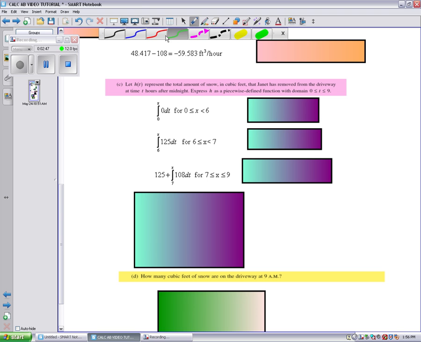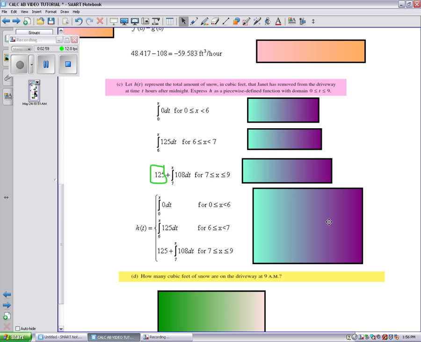Lastly, for the third integral, we integrate g(t) = 108, shown here. But we must also add to this final piece 125 so that the equation represents the total amount of snow removed, not just the snow removed from t = 7 to t = x. This is the entire piecewise function.